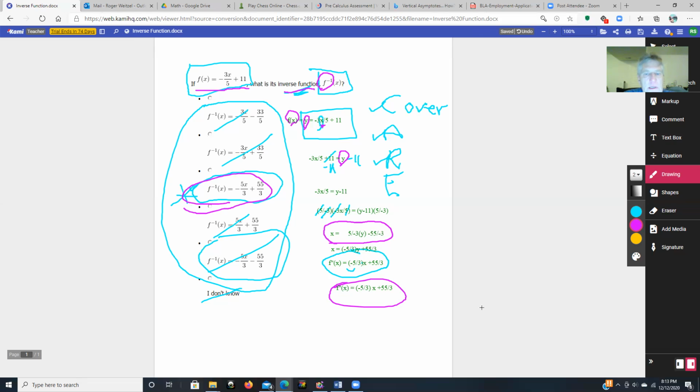So it looks ugly, it looks nasty, but it's really not that bad if you are careful with your work.